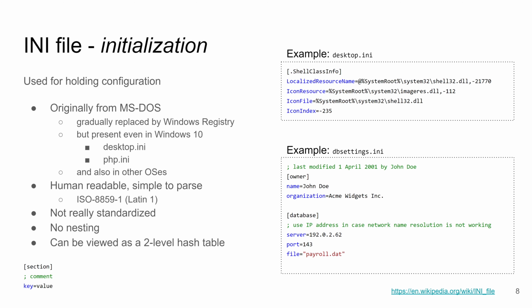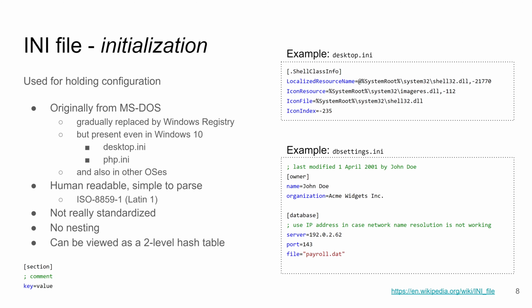But this is actually not a really interesting use case. A more interesting use case, and this is not Windows specific, is for instance PHP, which is the preprocessor used to dynamically generate web pages, and there its configuration is stored in an INI file called php.ini, and you will find this file also in a Linux-based environment. These configuration files are human readable, and they are very simple to parse, also encoded in Latin 1, so no support for Unicode here.